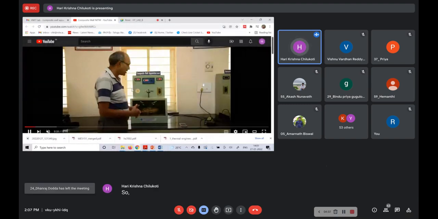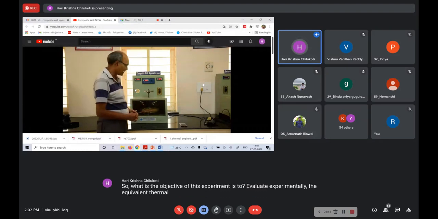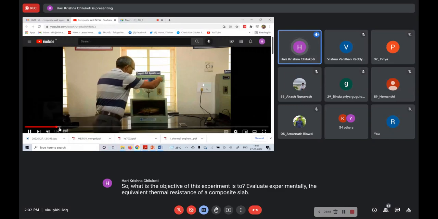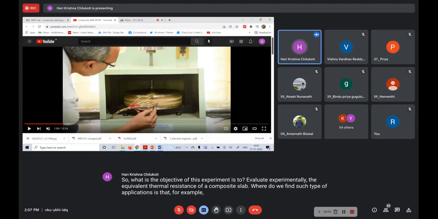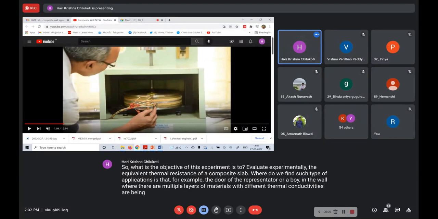The objective of this experiment is to evaluate experimentally the equivalent thermal resistance of a composite slab. Where do we find such applications? For example, the door of a refrigerator or a boiler valve, where multiple layers of materials with different thermal conductivities are stacked in the parallel direction or in the perpendicular direction.